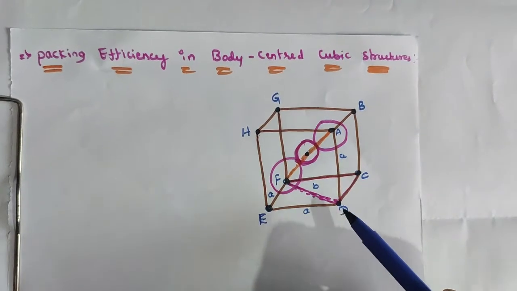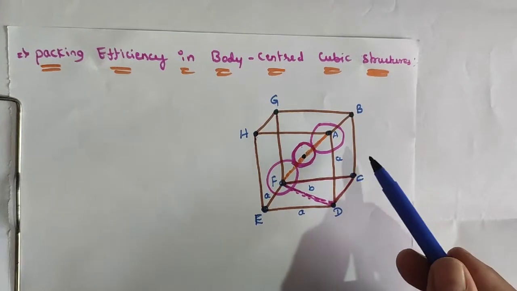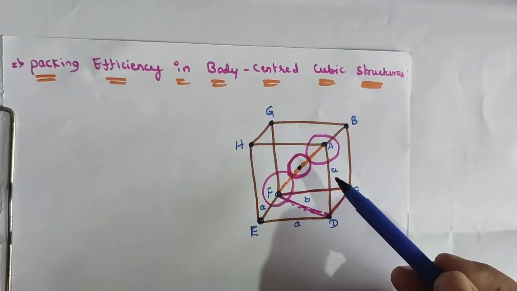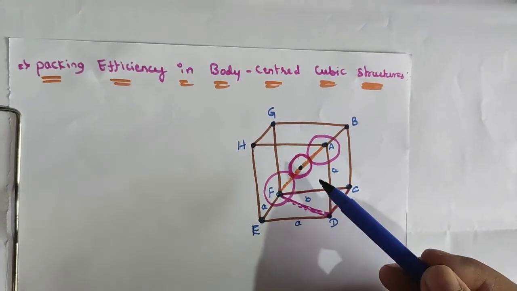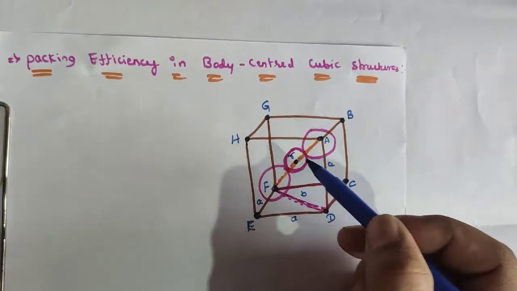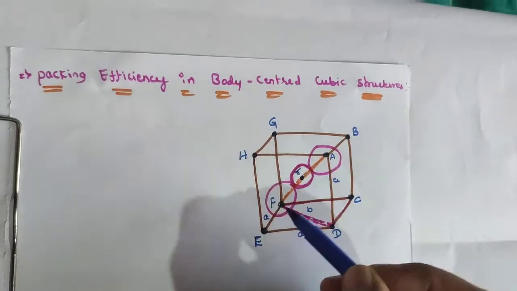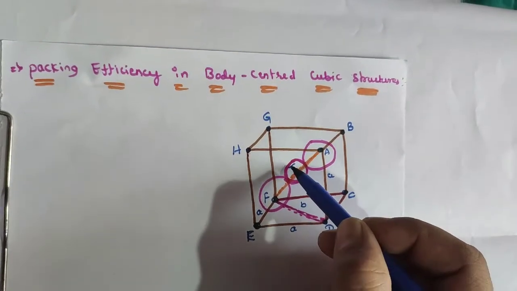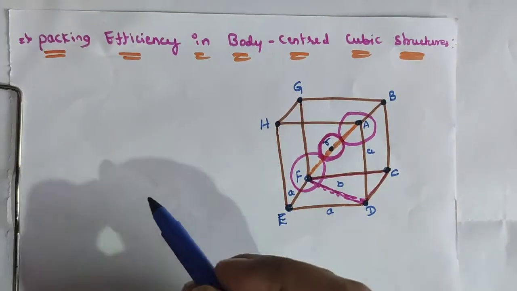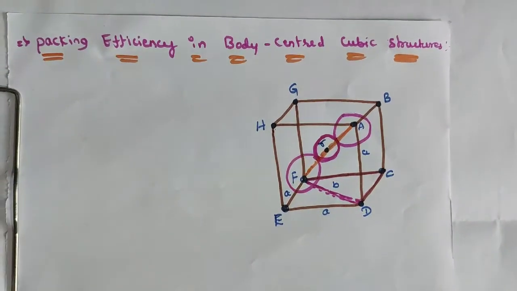Here in this type of arrangement, the particles are in touch with one another along the body diagonal. Let us consider the edge length as A. The radius of the particle is considered as R. The face diagonal we can consider as B. So now let us learn about the concept involved in this case of BCC.